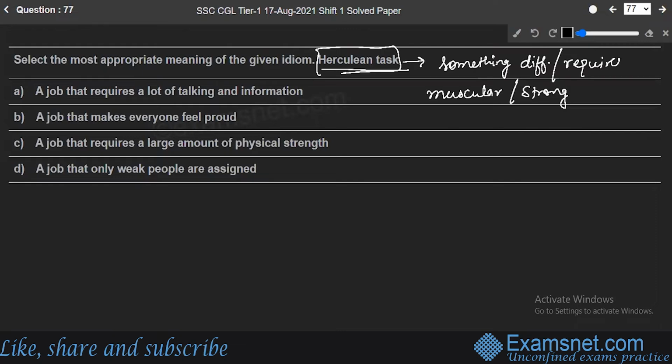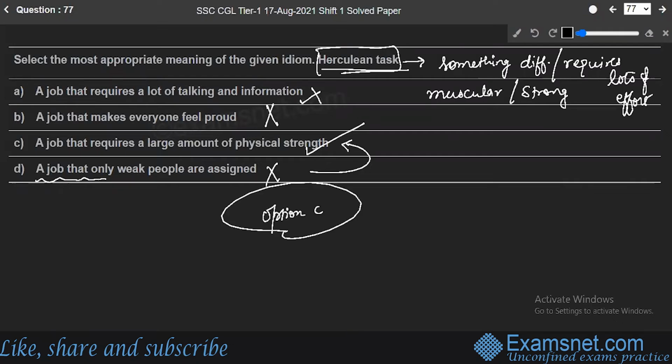Requires lots of effort, right? So a job that requires a lot of talking and information, no. A job that makes everyone feel proud, no. Is it not that one? A job that requires a large amount of physical strength, yes. This job requires a lot of physical strength. A job that only weak people are assigned, no, this is the opposite. So option C is the answer to the question. Hope you are clear. Then let's move to the next question.